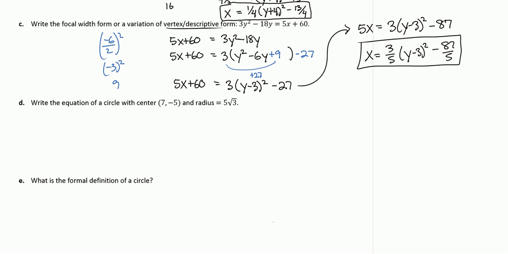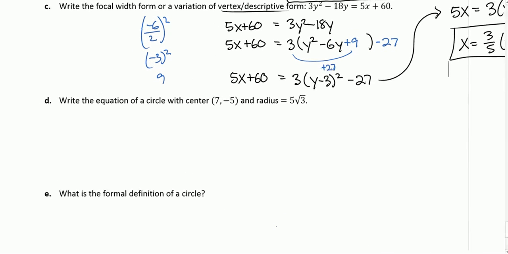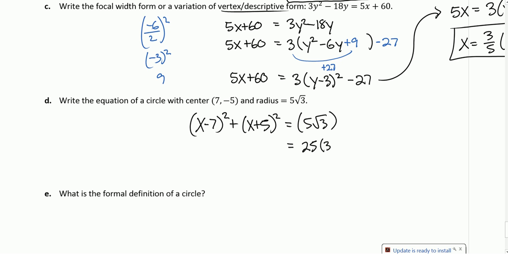Part D, we're asked to write the equation of a circle with a center at 7, negative 5, and a radius of 5 root 3. So that's going to be x minus 7 squared plus y plus 5 squared. You take the opposite of your x and y values, is equal to, and make sure you square the 5 root 3. When you square the 5, you get 25. When you square the root 3, you get 3, which is going to give you 25 times 3, which is 75. And then just repeat the left-hand side.